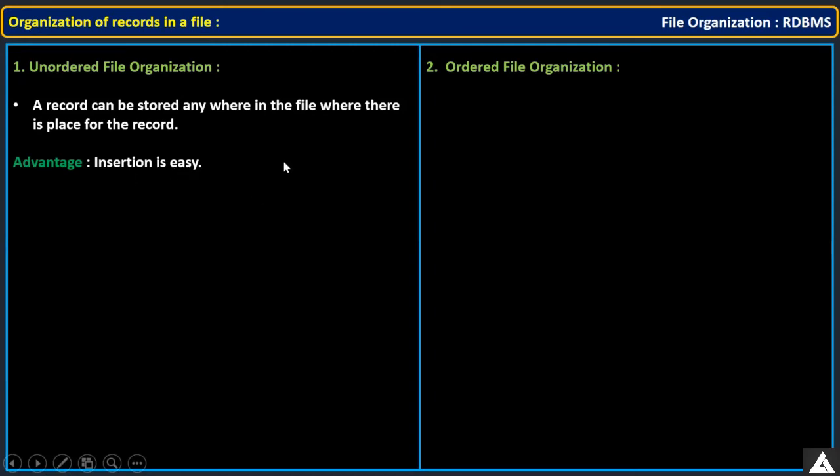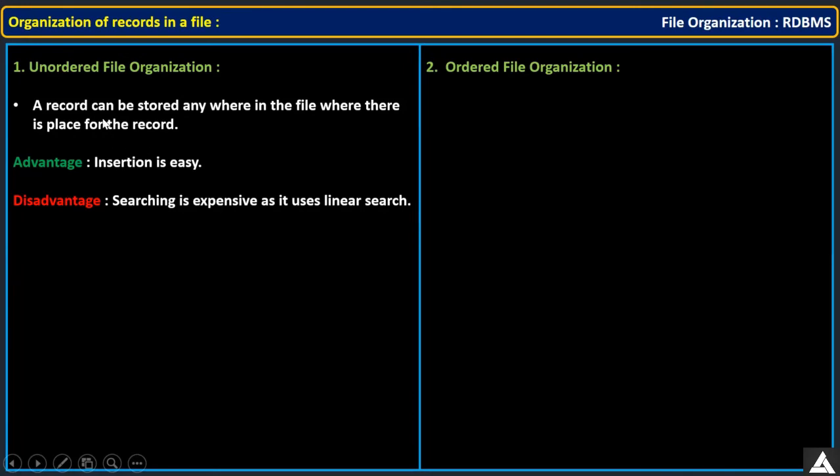But what is the disadvantage? It is like at home, where you have a set of objects, and wherever space is there, you place that object. Insertion is easy, but the difficulty is searching. Whenever you are searching for that object, it becomes very expensive. It becomes linear search, so you have to go for order of n time. That is in the case of unordered file organization.